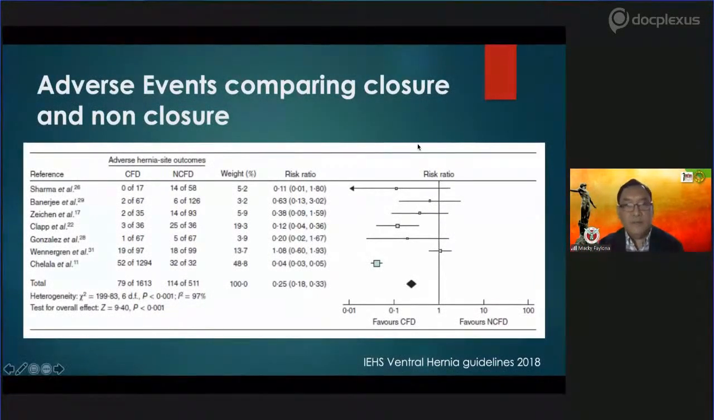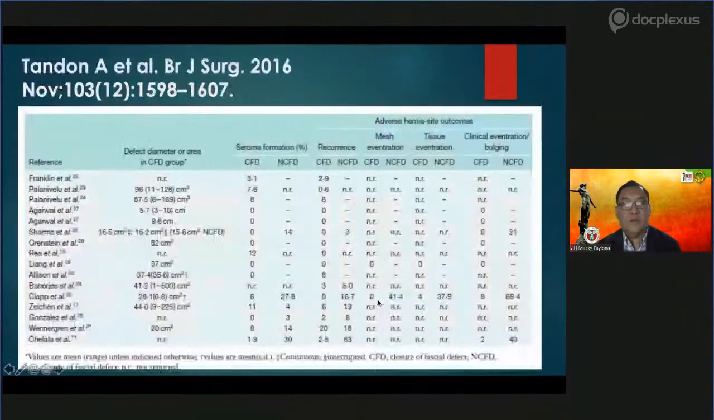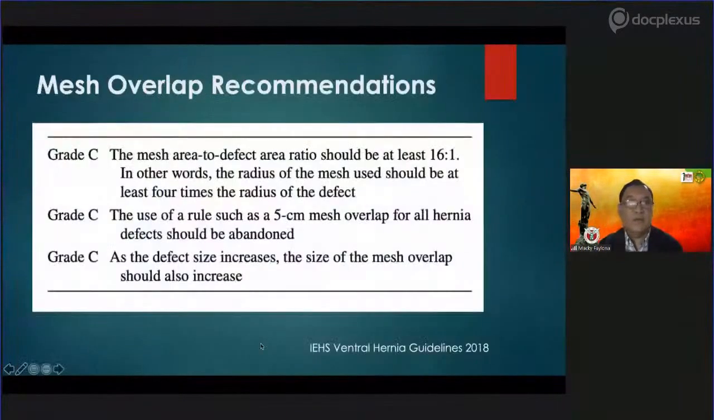So of course, if you're going to compare closure and non-closure in terms of adverse events, this meta-analysis published in the Ventral Hernia Guidelines in 2018 also favors the closure of the fascia as compared to the non-closure. This is another, different study looking at closure and non-closure, and we would note that in terms of seroma formation and recurrences, the closure has an advantage over the non-closure.